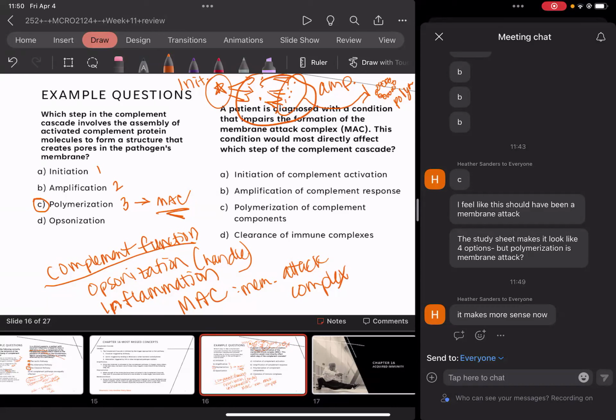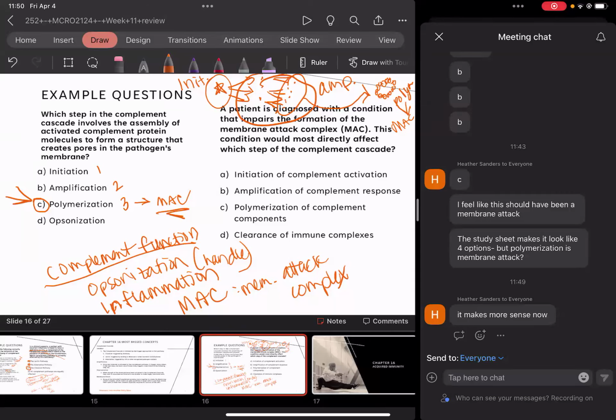All right, so the next question is, a patient is diagnosed with a condition that impairs the formation of the membrane attack complex. We form the membrane attack complex through the polymerization. That's how we get that result. So once this has polymerized, then you get the MAC.